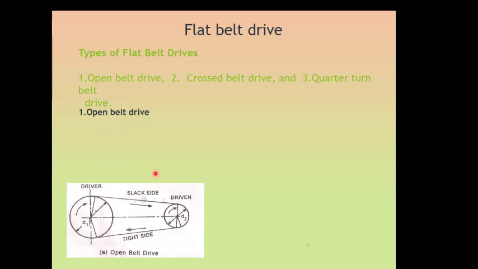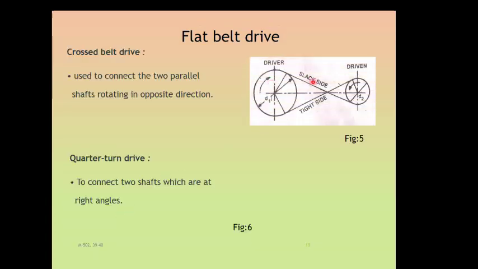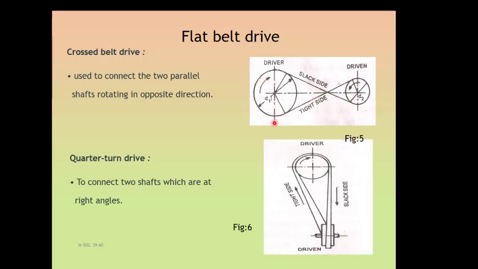Open belt drives. This is the example of an open belt drive, a connection between two parallel shafts rotating in the same direction. This figure shows crossed belt drives. That means the shafts are connected parallel, but the rotation is in opposite directions. And this one is a quarter turn drive, where the shafts are connected at a right angle and the transmission is taking place at the right angle. Driver, driven.